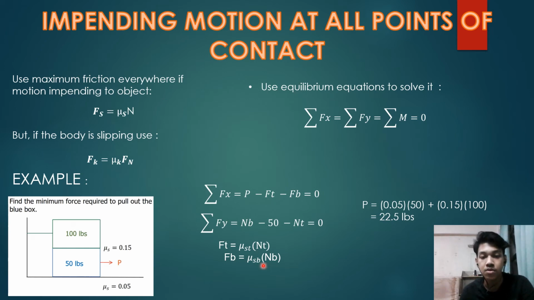When we substitute into this formula, we get P equal to 0.05 times 50 plus 0.15 times 100. So we get the answer: the minimum force is 22.5 pounds.